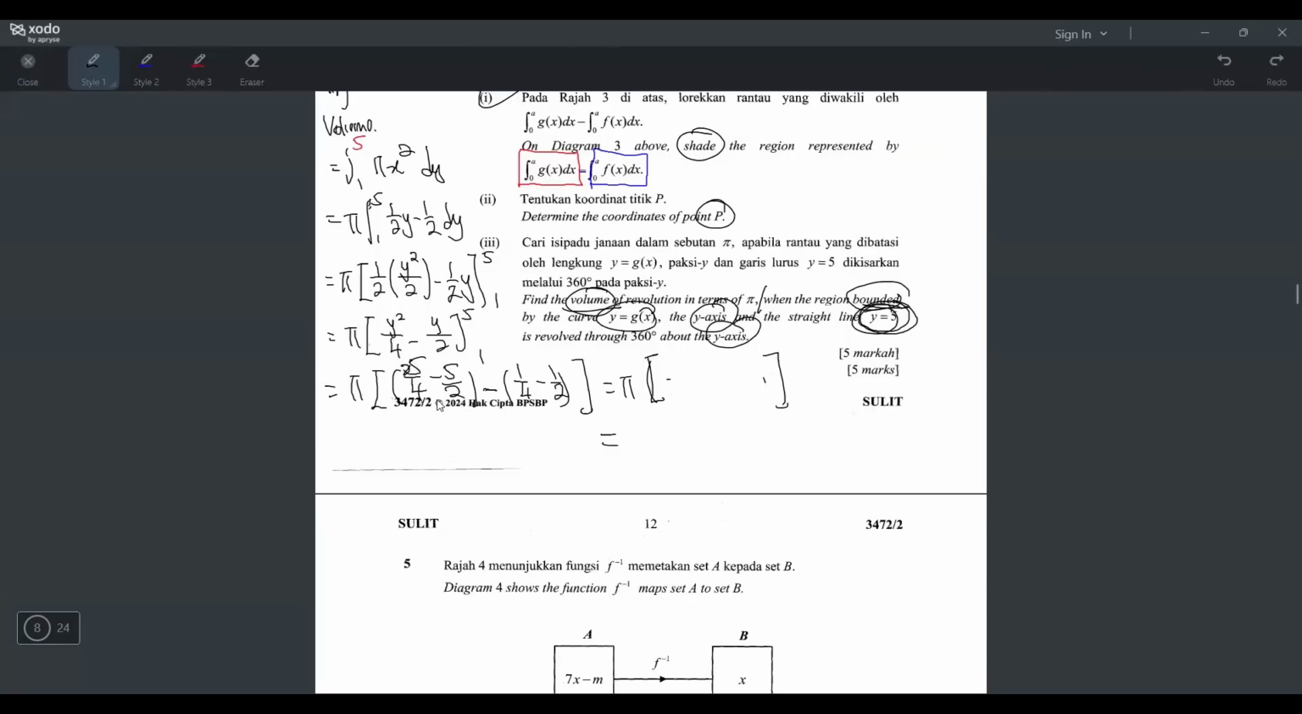25 over 4 minus 5 over 2. Okay, let's press again. Okay, this time I get 15 over 4. Okay, I think this is correct already. And then minus, okay, 1 over 4 minus 1 over 2. Just now you pressed already, it is negative 1 over 4. And then now minus becomes plus. So 15 plus 1 is 16. So 16 over 4. What is 16 divided by 4? 4. So the answer is 4 pi. And since this is volume, you write units cube. Okay. So this is now correct.